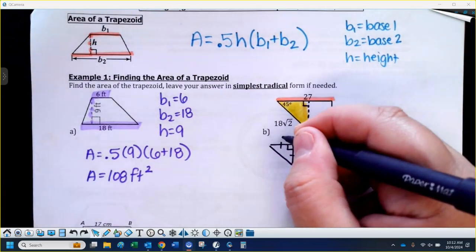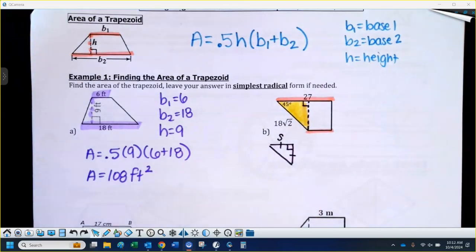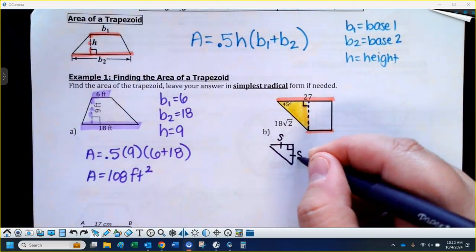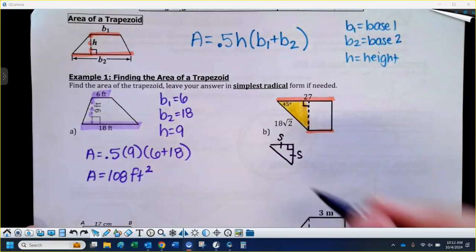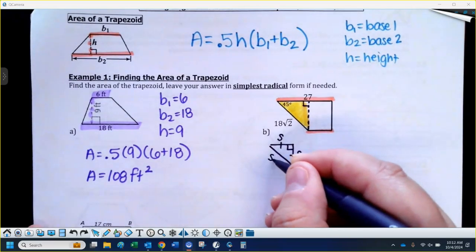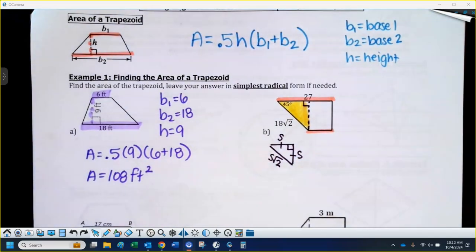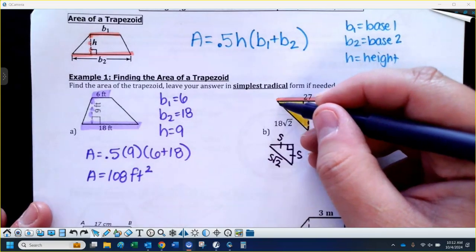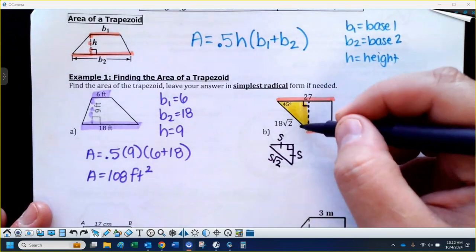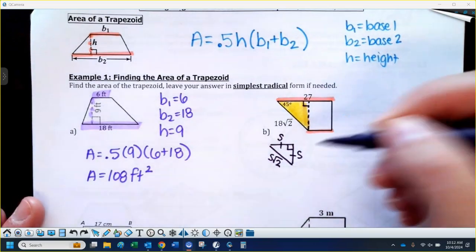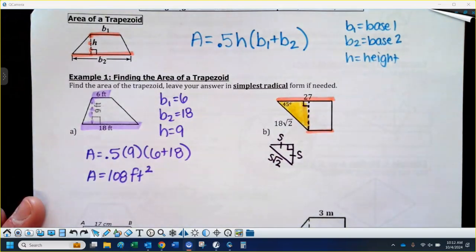And we labeled that with a little S for the side or the leg. This is the same. Those two would be the same. And then the hypotenuse is your leg or your side times the square root of 2. So, if I know in this diagram, this is 18 radical 2, does anybody know what the two legs of the triangle would be? If I know the hypotenuse is 18 radical 2, what would the two legs be?